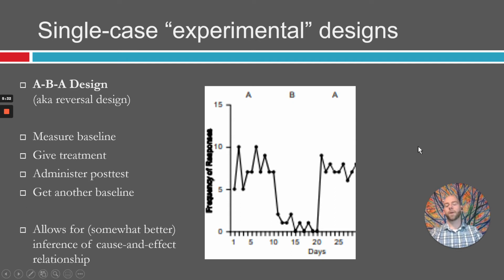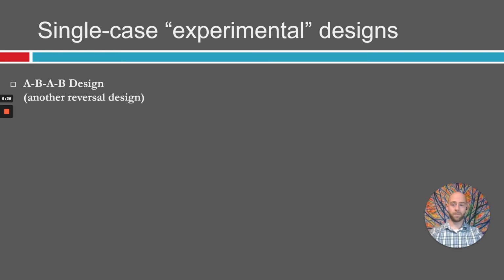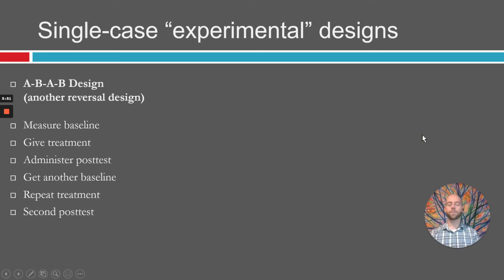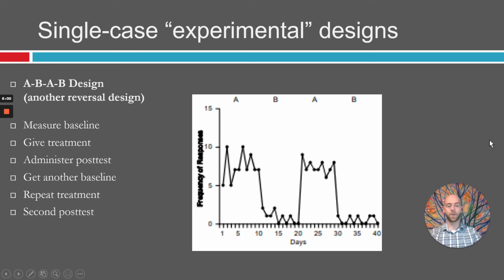So there's yet another type of these designs that just adds another condition. This is still a type of reversal design, but an ABAB design is, as you're probably guessing, because it's relatively obvious as we keep adding these letters, you're just basically doing two AB designs in a row. Baseline treatment, baseline treatment. So you have two sets of post-tests here. So an ABAB design would look something like this.